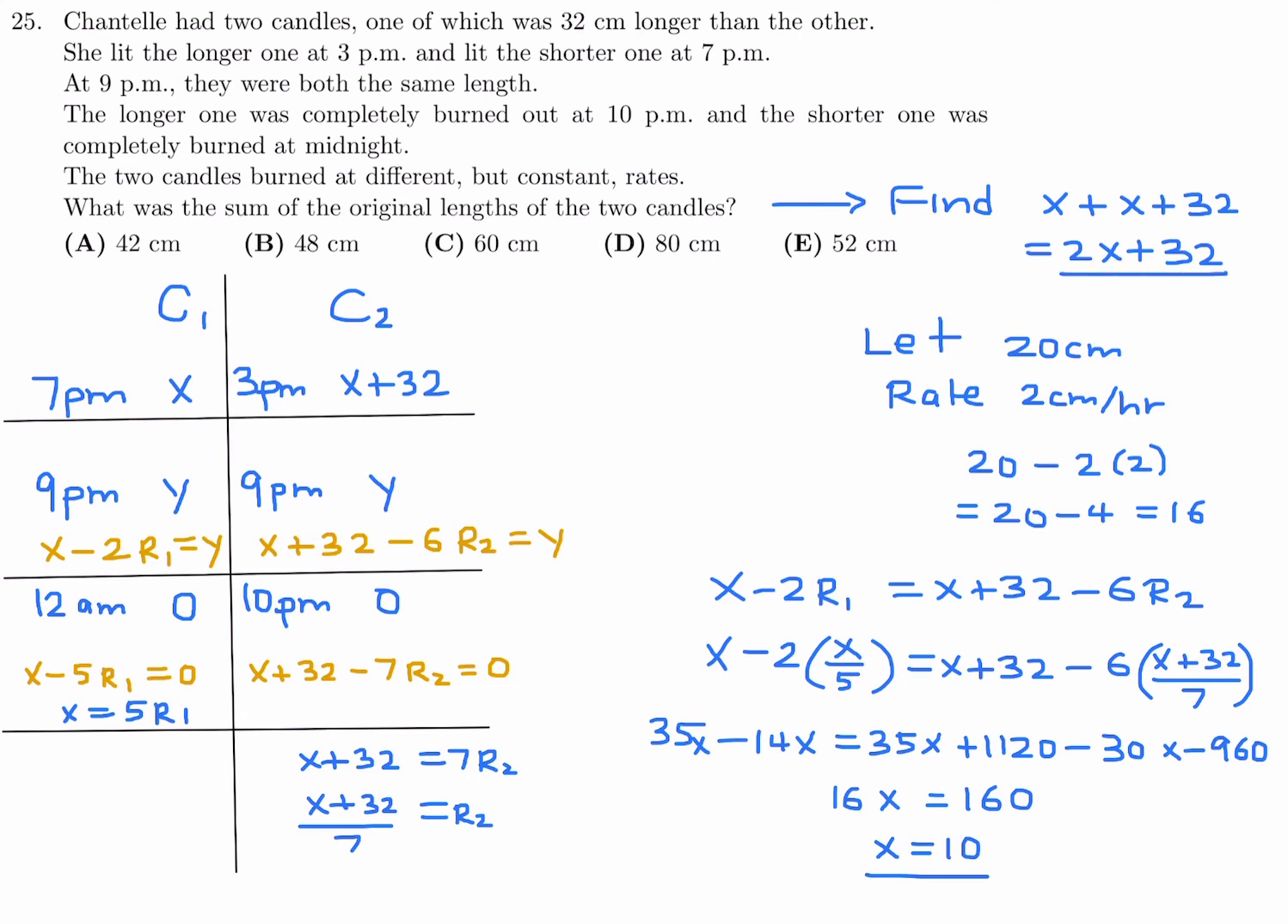So going back to our original, 2x plus 32 looks like 20 plus 32, and that is 52. So there we go. Number 25, the answer is E.